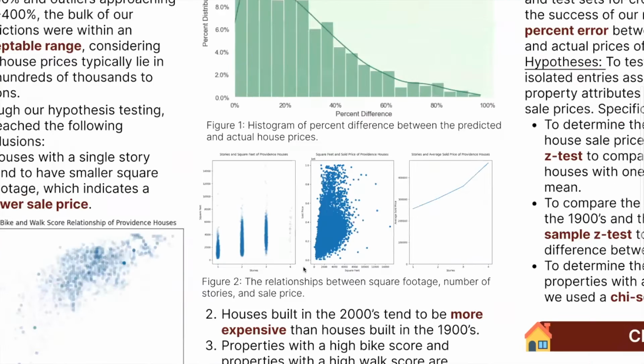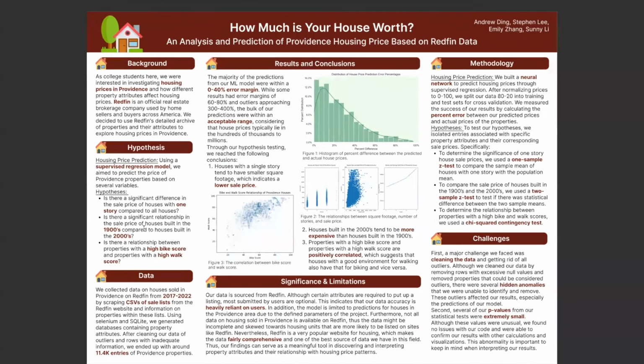The second hypothesis we looked at was on whether there was a significant relationship in the sale price of houses built in the 1900s compared to houses built in the 2000s. To compare these sale prices, we split the properties based on the year built, and we use a 2-sample z-test to test if there was a statistical difference between the 2 sample means, which would be the sale price of houses built in the 1900s and the sale price of houses built in the 2000s. And we discovered there is a significant difference in these sale prices. Houses built in the 2000s tend to be more expensive.